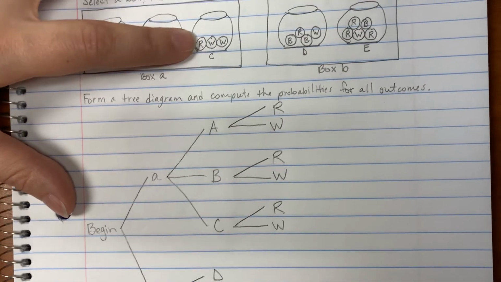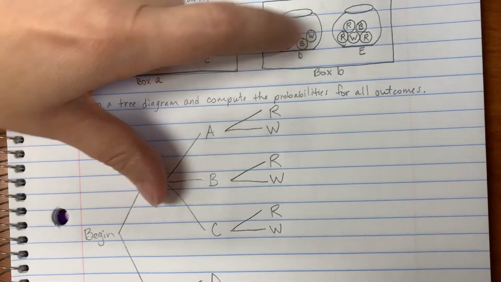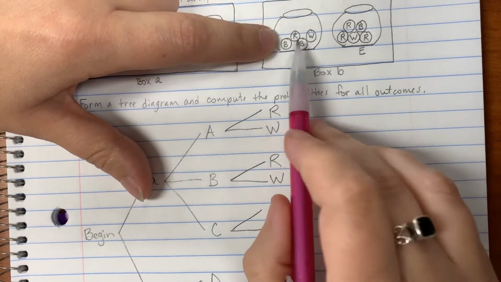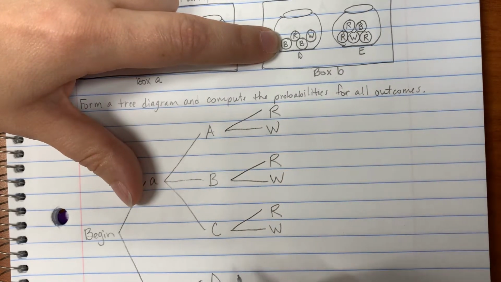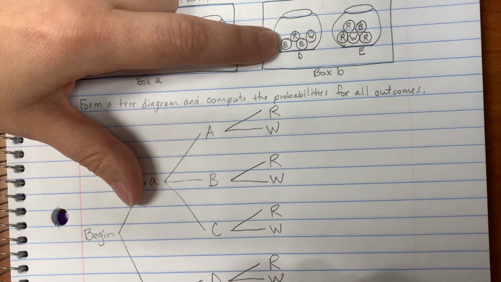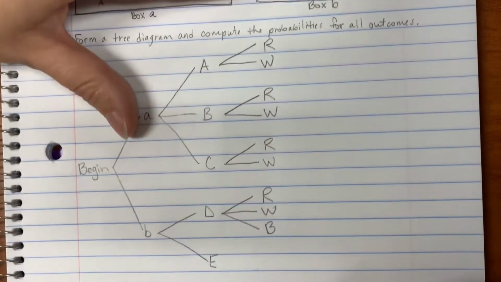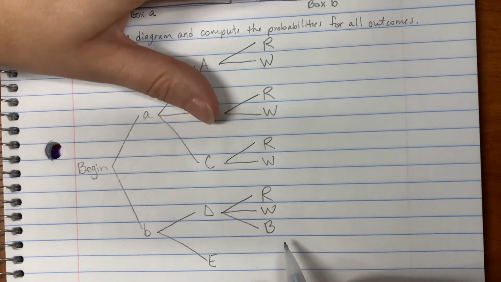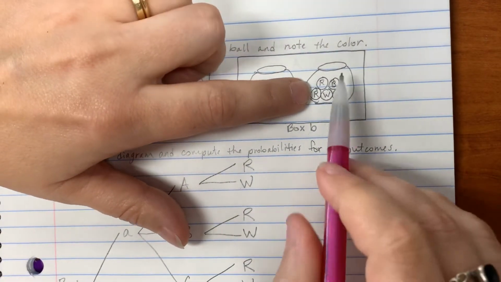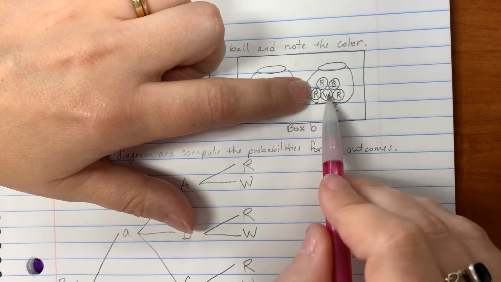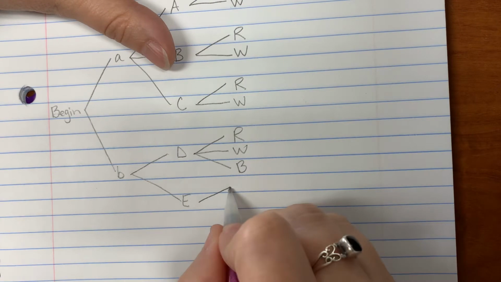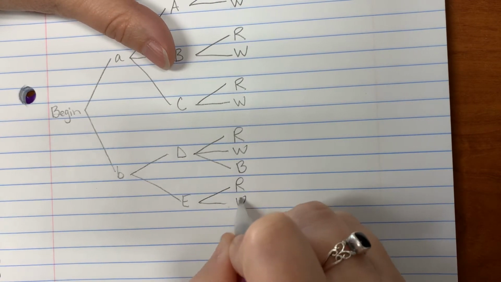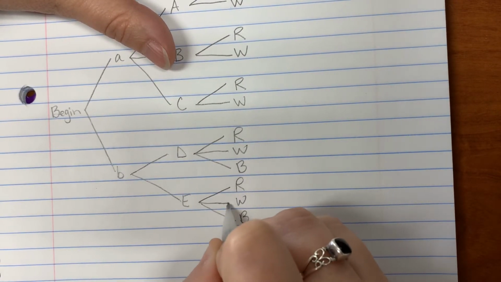Okay, in urn D and E, in this one, I have red, blue, and white. So I'm going to list those out. I've got red, I've got white, but I also have blue as an option for this one. And then in urn E, I have red, white, and blue. So I have the same 3 options again. So I'm going to list all 3 of them out. I've got red, I've got white, I've got blue.